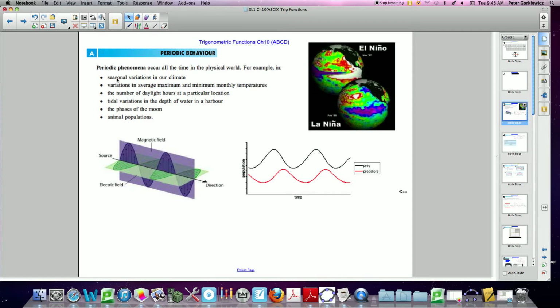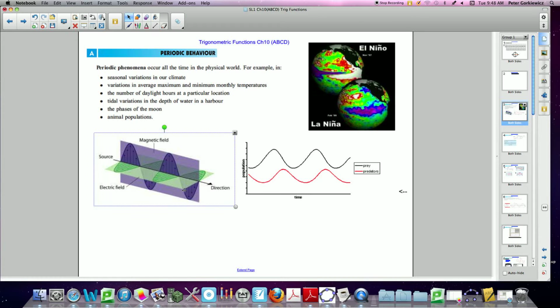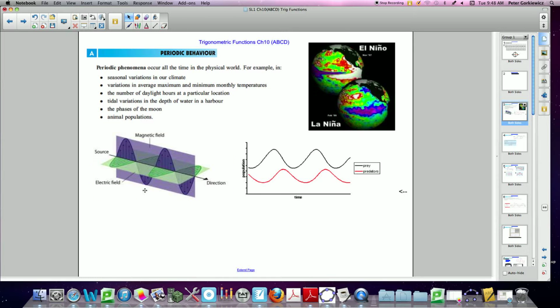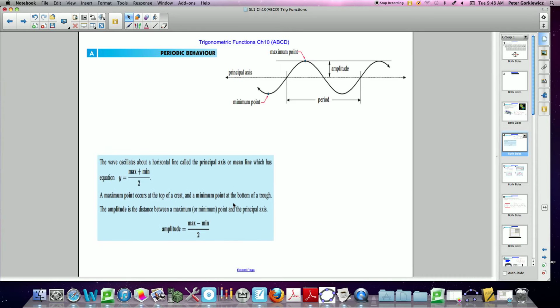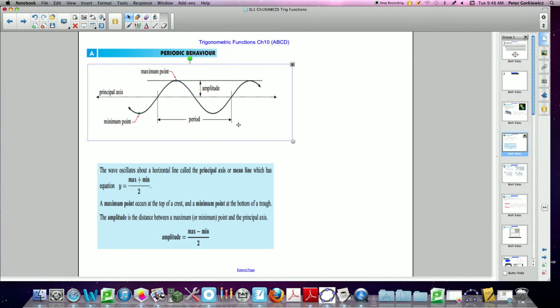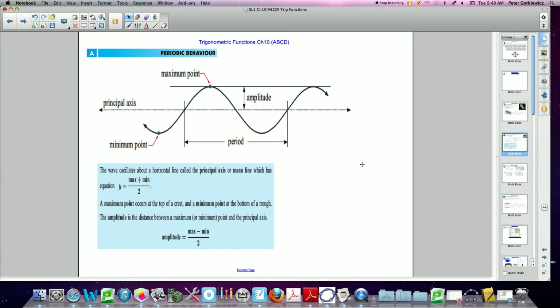Cool? So we like graphing sine and cosine because they model periodic behavior, and our whole world is periodic behavior. Climates are periodic, tides, phases of the moon, animal populations, even light is an oscillating wave, and subatomic particles behave with this oscillating pattern as well, which is pretty sweet. As you get into particle physics, you're talking about oscillating behavior. So we like talking about periodic behavior.